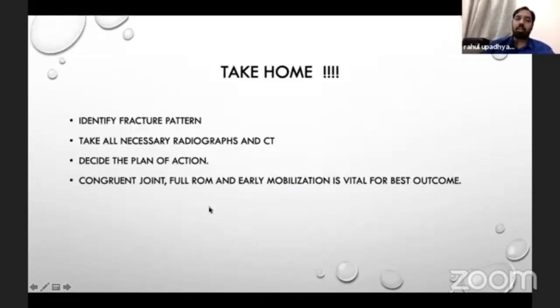So the take-home is: identify the fracture pattern, take all necessary radiographs and CT scans, then decide the plan of action and achieve a congruent joint, full range of movement and early mobilization for the best outcome of the patient.